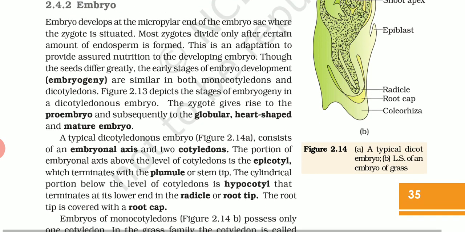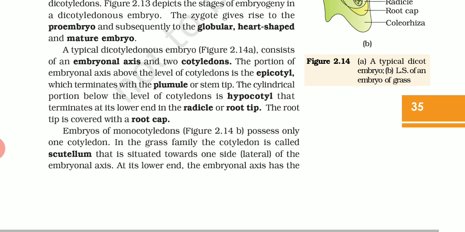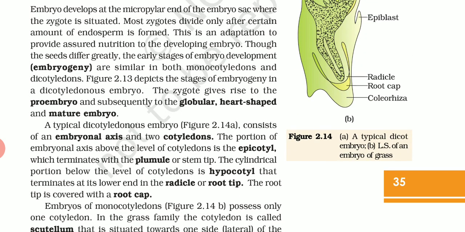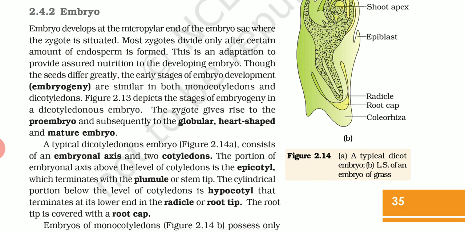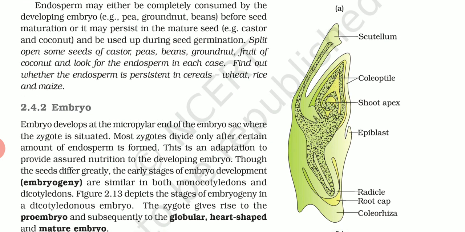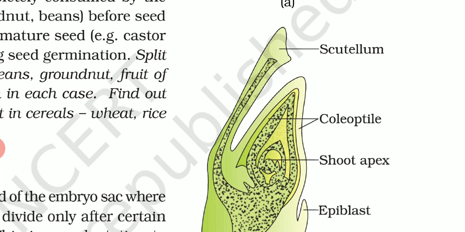Okay, now what about the monocot embryo? Let us see. You can see the diagram 2.14 in B. There is the monocot embryo. Now, the term monocot itself helps us understand that the monocot embryo has only one cotyledon. Usually, in members of grasses, the cotyledon is not in the center, it is present towards the side. It is situated towards one side of the embryonal axis, and that is called the scutellum, right? We can see here in the diagram it is called the scutellum because it is situated to one side.